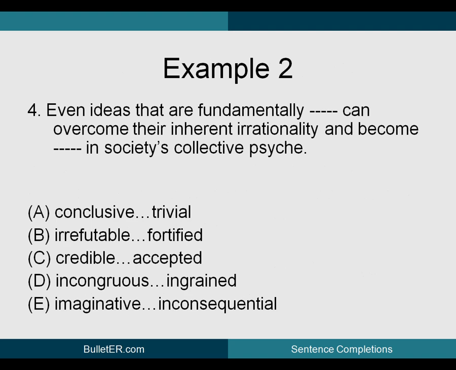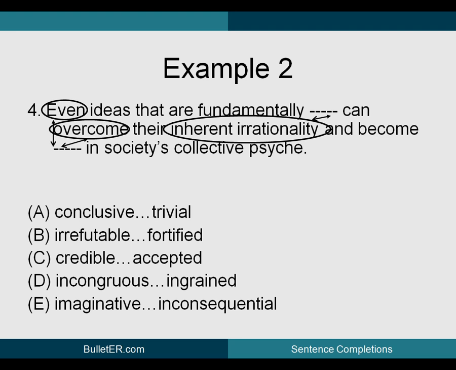This example will be a little trickier. The question is, even ideas that are fundamentally blank can overcome their inherent irrationality and become blank in society's collective psyche. The phrase that sticks out immediately is inherent irrationality, so circle that. However, we also need to circle overcome and even, since these tell us about how the blanks are related.